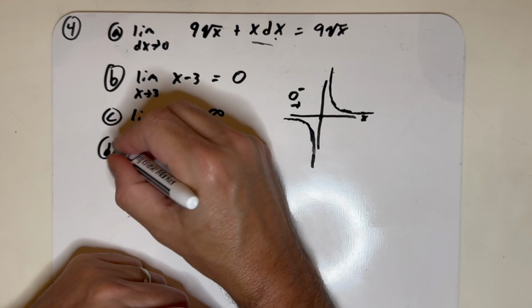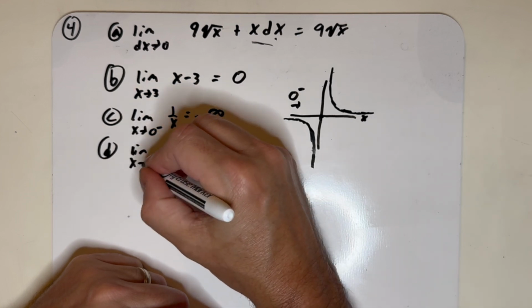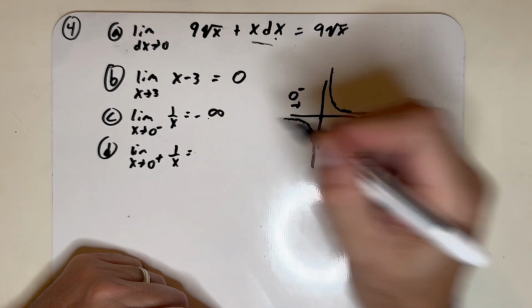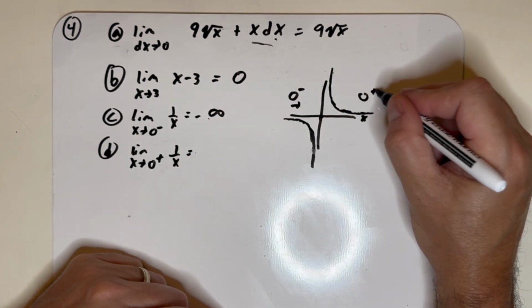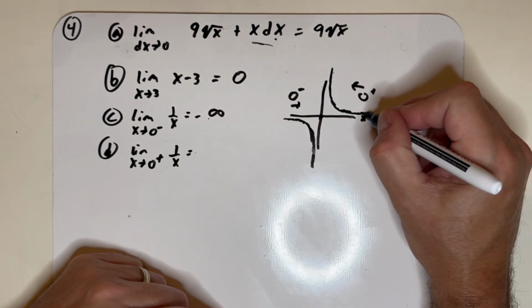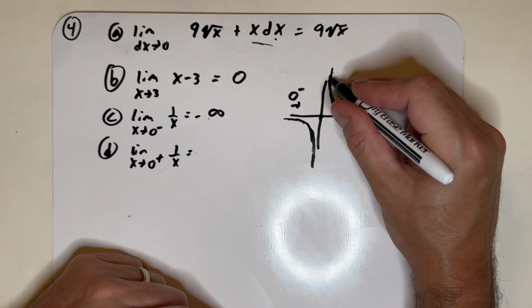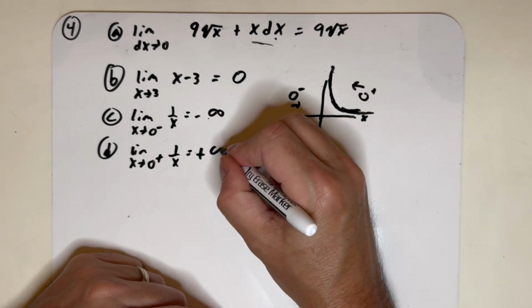D, the limit as x approaches 0 from the right of the same function. Well, here we can see as we approach 0 from the right, we're going this way this time, and you can see that as we approach 0, the functional value is increasing up towards positive infinity. So this one we'll call it plus infinity.